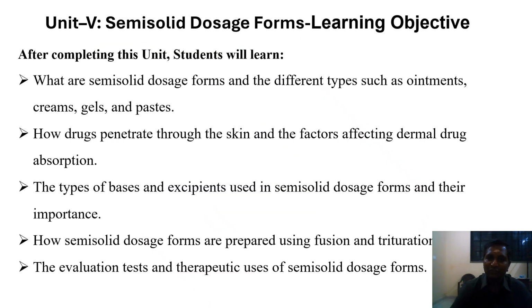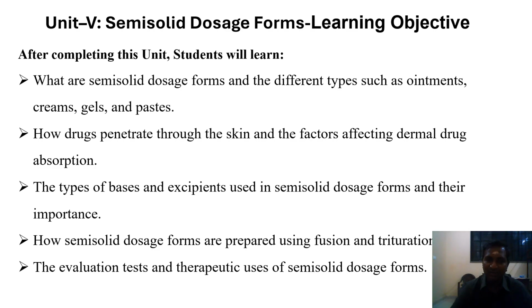After completing this unit on semi-solid dosage forms, students should be able to understand several important concepts. First, students will learn what semi-solid dosage forms are and the different types, such as ointments, creams, gels, and pastes. Second, they will understand how drugs penetrate through the skin and the factors affecting dermal drug absorption. Third, they will study the different types of bases and excipients used in semi-solid formulations and their pharmaceutical importance.